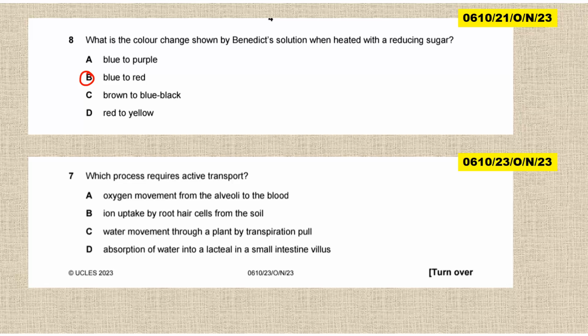All right, let us look at this question. That is paper 2, variant 3, October/November 2023. Which processes require active transport? Auxin movement from the alveolus to the blood? No. Ion uptake by the root hair cell? Yes. Water movement through the plant by transpiration pull? No. Absorption of water in the lacteal? No. So the answer is B.